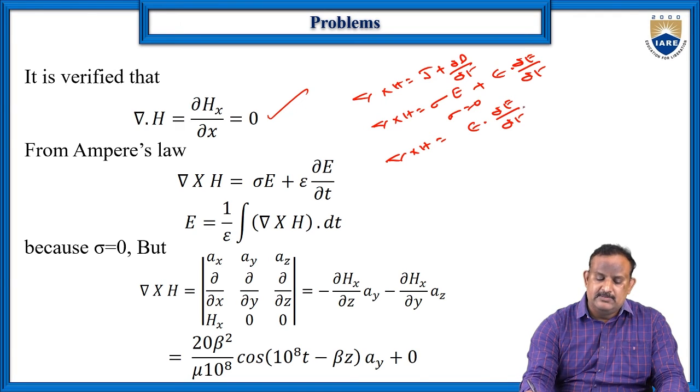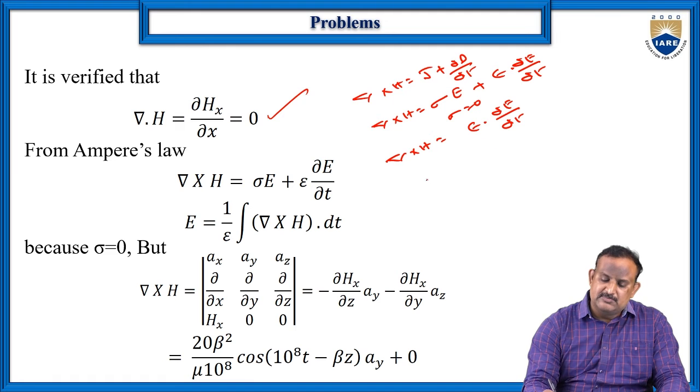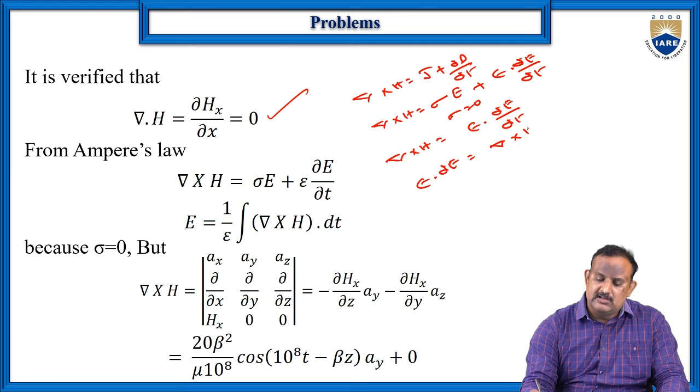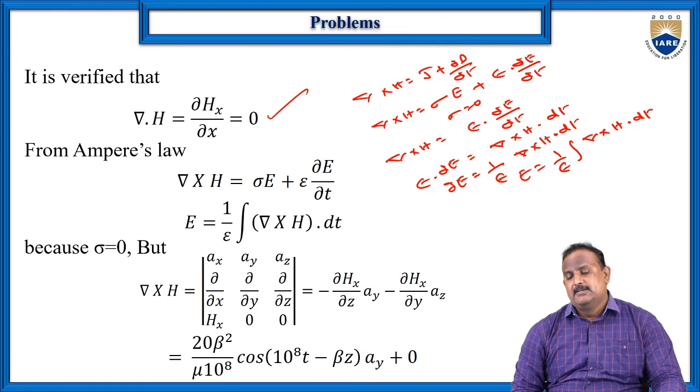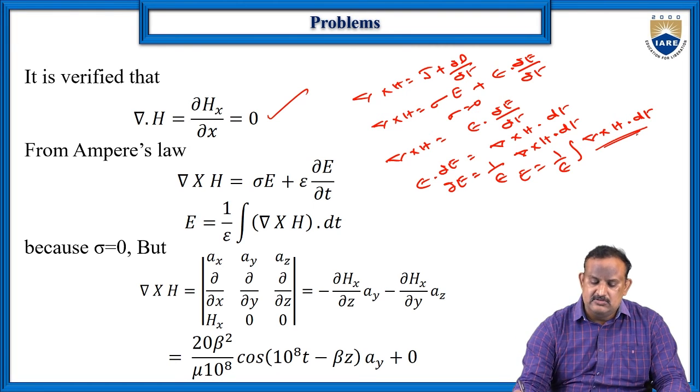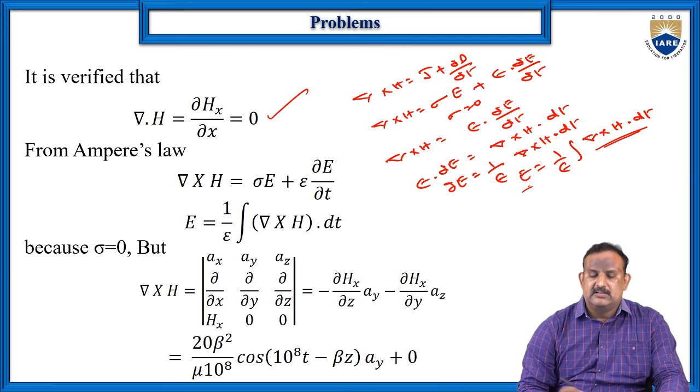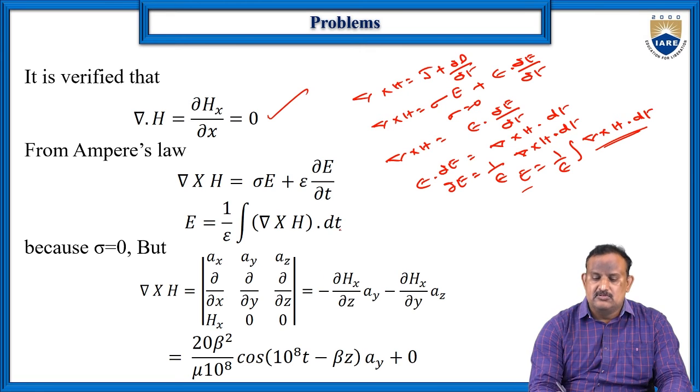So again, if you find out the E value, just cross multiply the equation. It is epsilon into dou E is equal to del cross H into dt. Therefore, dou E is equal to 1 by epsilon into del cross H into dt. If you integrate on both sides, then E is equal to 1 by epsilon integral del cross H into dt. So here, if you substitute the del cross H value, then we can find out the electric field intensity E. Here del cross H is the same as the previous one.